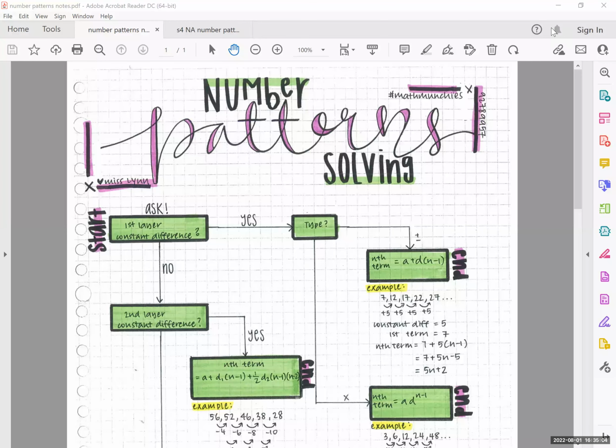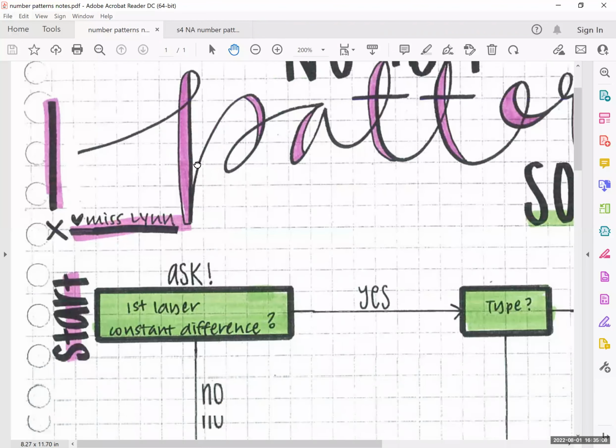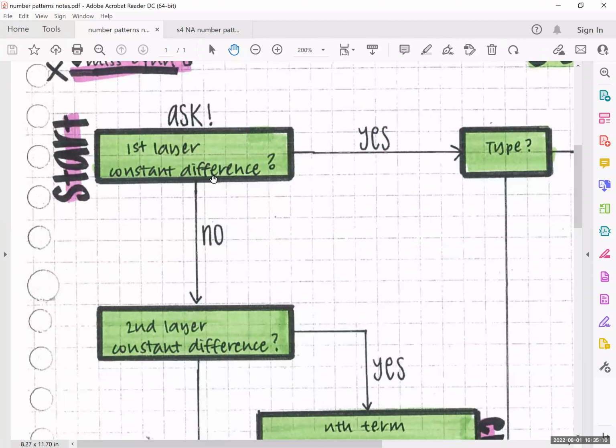Okay, so right now we'll be doing number patterns. You need to understand my lingo when I first say first layer constant difference. Today, let's focus on first layer constant difference first. Take out your notes and write it down: whenever we want to do number patterns, before we start, we must always draw the skeleton.